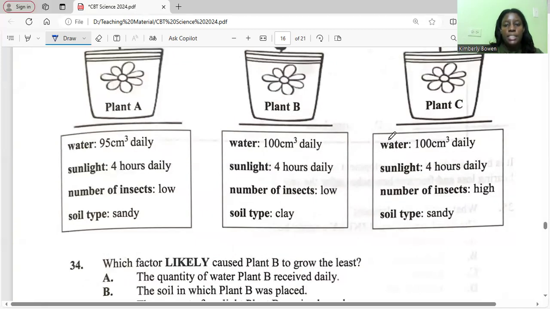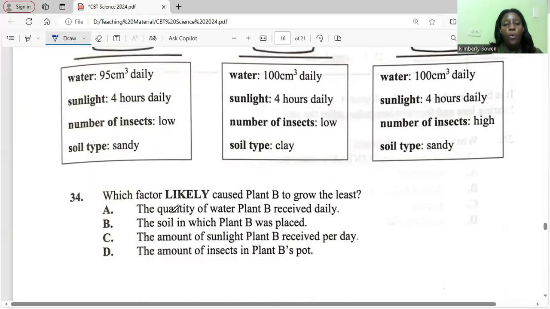So plant B and C has the same amount of water. All three of them are exposed to the same hours of sunlight daily. There's low insect in plants A and B. I'm just doing a comparison. And soil type for A and C are sandy, and for B it's clay. The quantity of water plant B receives daily, that's not affecting it because both of these are the same. The soil in which plant B was placed, this looks more likely to be the answer because it's clay.